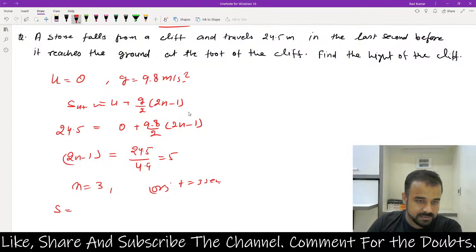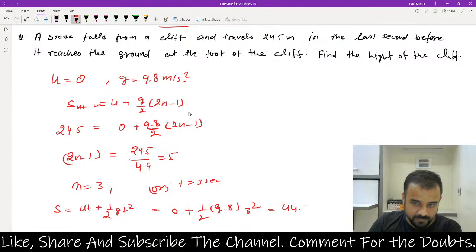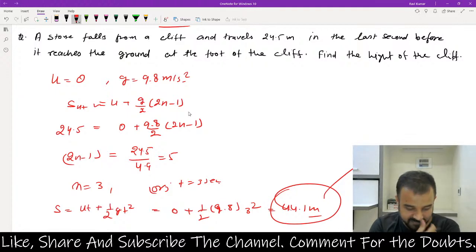So s is equal to ut plus half g t square, that is equal to 0 plus half into 9.8 into 3 square, that is equal to 44.1 meter. Hence height of the cliff is 44.1 meter. This is your answer for this.